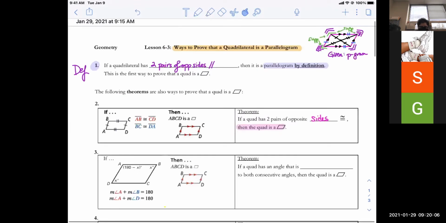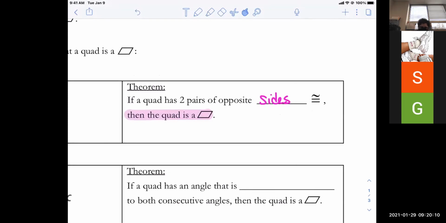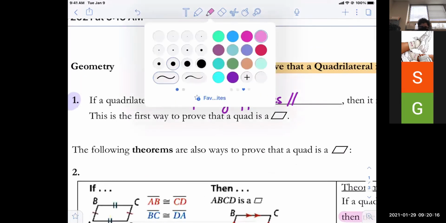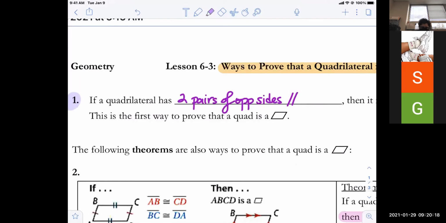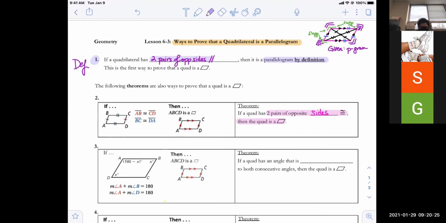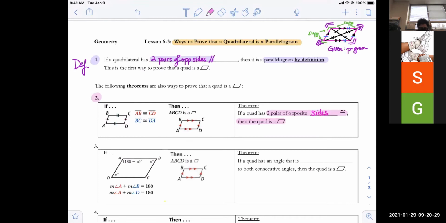Okay, so 2 pairs of opposite parallel sides. I guess I should have highlighted that up there. Let me do that here. 2 pairs of opposite congruent sides. 2 pairs of opposite parallel sides. Okay. Then it will be a parallelogram. So that's way 1 and way 2, method 1 and method 2. Okay, method 3.